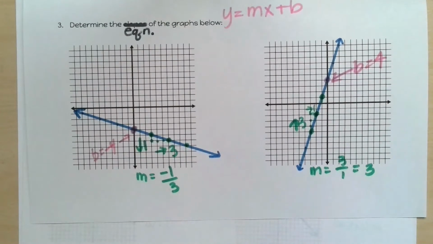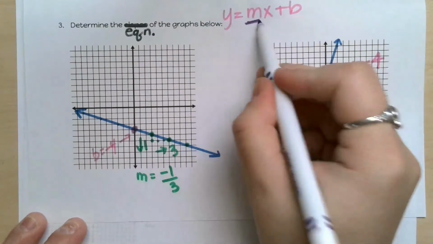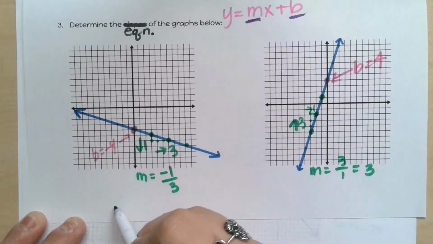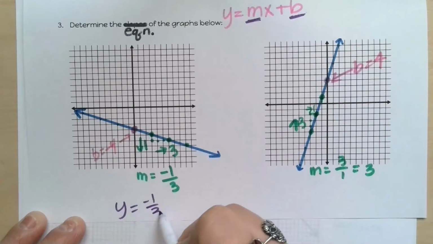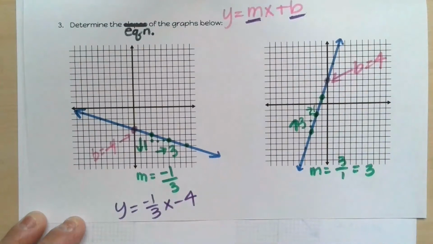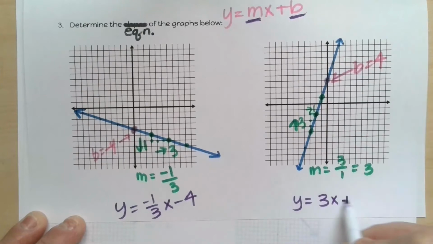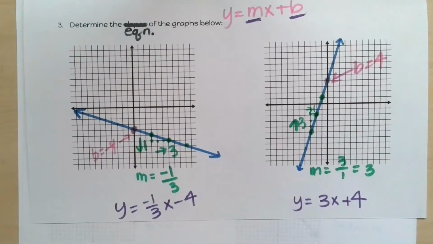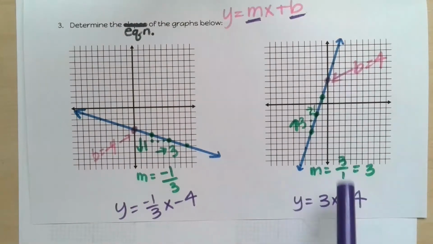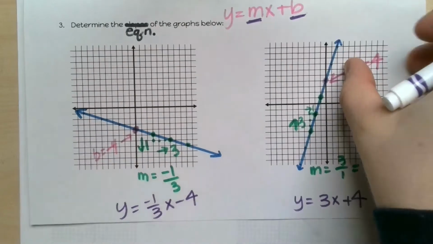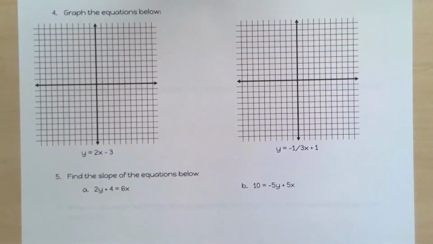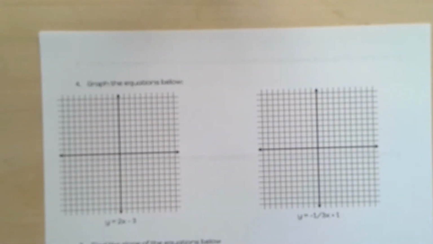Okay, so now it's time to put all of this together. So we have y equals mx plus b. This equation is y equals -1/3 x minus 4. This equation is y equals 3x plus 4. Okay. Again, like I said, I think on the test you only have to identify the slope, but we did go ahead and do that extra step of identifying our intercepts and piecing it all together. Okay? So, up next, it's all about graphing equations by hand.